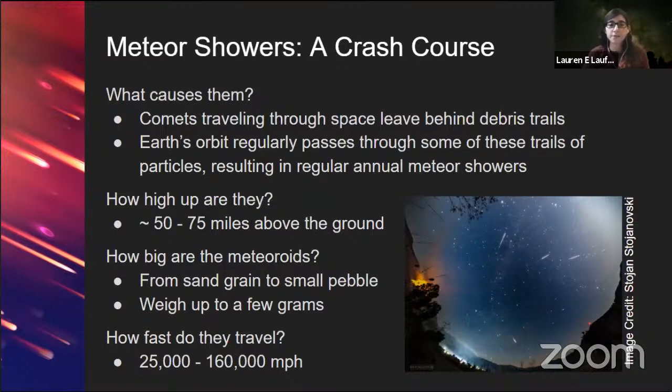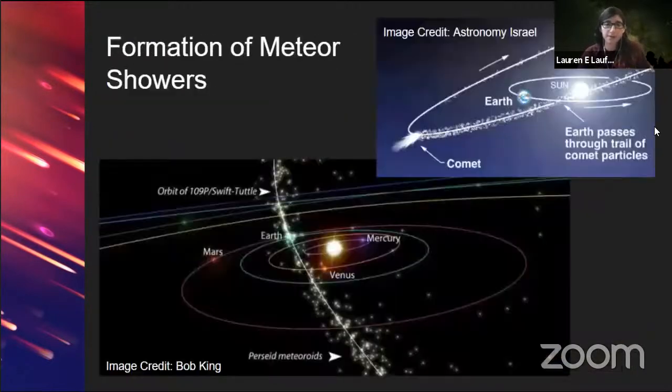Now, these tiny little particles that are left behind are actually on the order of like a grain of sand or the size of maybe a small pebble, and they barely weigh a few grams. Yet they're traveling like tens of thousands of miles per hour and going through the atmosphere about 50 miles above the ground and just creating the brilliant flashes that we see, which are really cool. On the next slide, here's a little bit of a better explanation of how these meteor showers form.